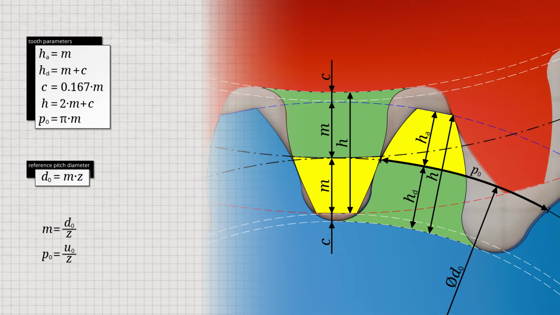To determine the circumferential pitch, the circumference of the reference pitch circle is divided by the number of teeth, while to determine the module, the diameter of the reference pitch circle is divided by the number of teeth. Just as the circumference of a circle and its diameter are related via the number pi, the circumferential pitch is related via the number pi to the module. A module of 8, for example, means that there is one tooth on the circumference for every 8 millimeters of gear diameter. Be careful at this point.